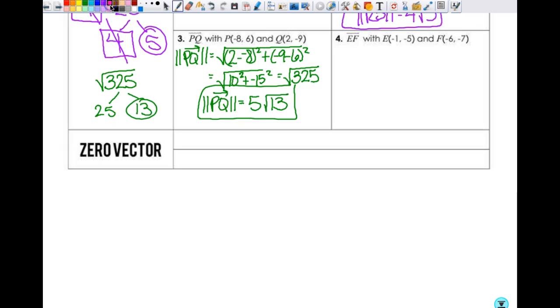All right, so then we don't need to do number 4. I'm going to give you the definition of a zero vector. A zero vector is a vector with magnitude of 0. So it's not a very helpful vector, but it at least deserves a definition, I guess. So there's your definition of a zero vector. Yeah, a lot of things are. Okay. Alrighty, flip it over on the back.